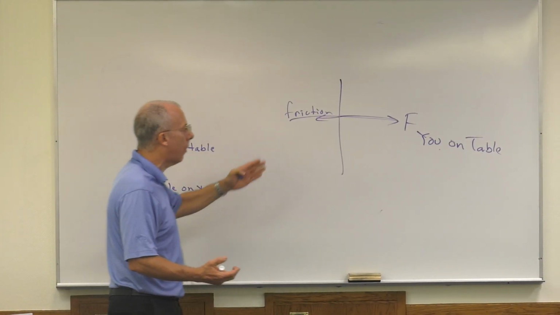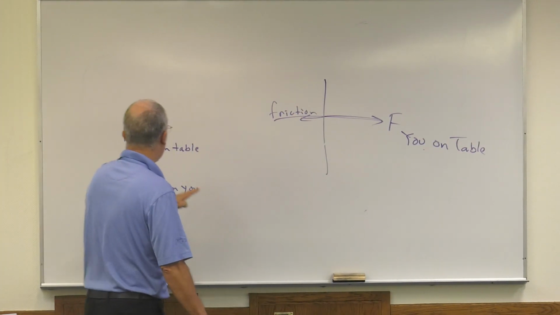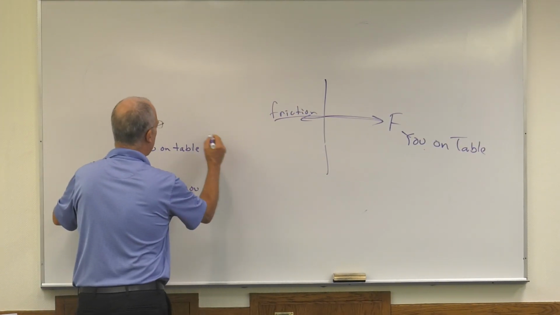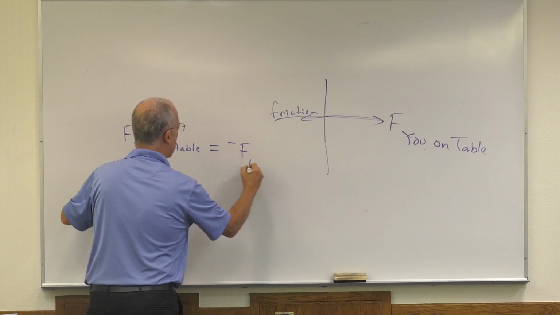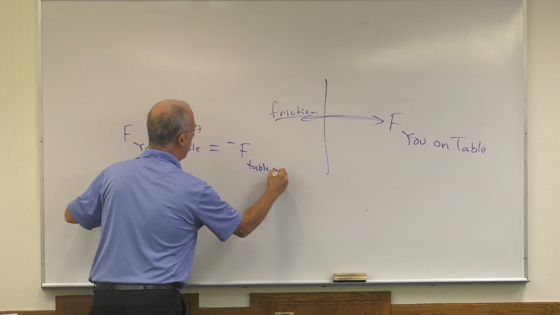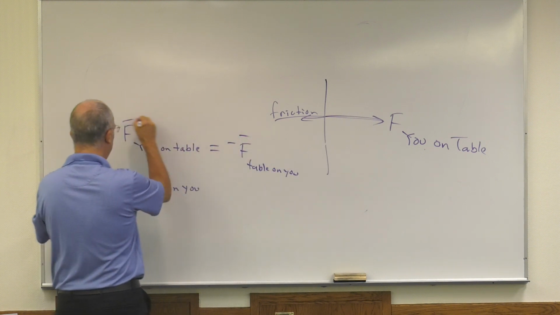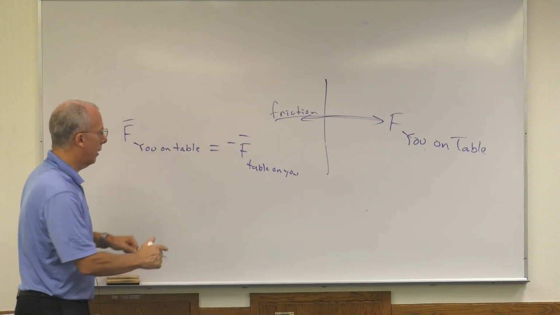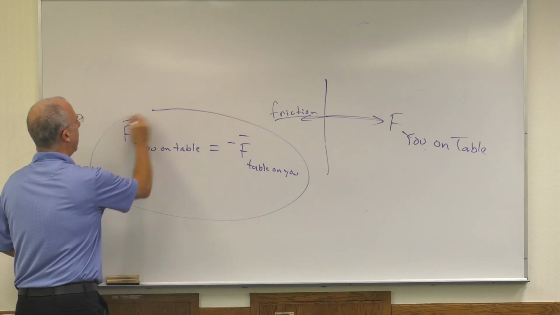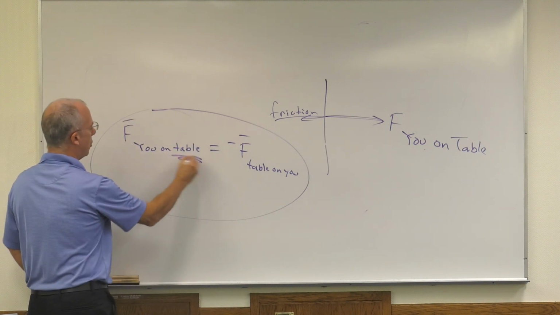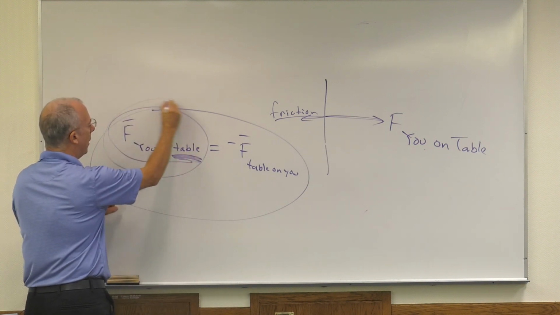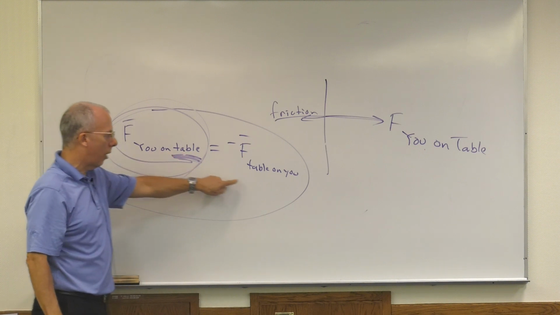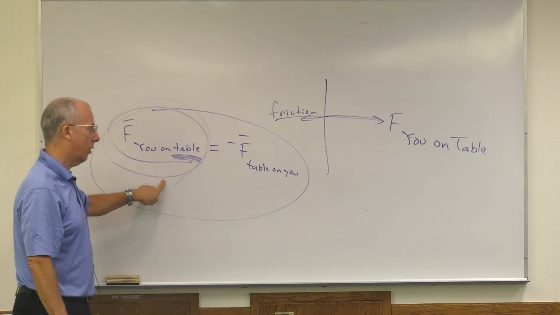What does that have to do with the motion of the table? I mean, this is equal to minus table on you. All right, fine, that's true. But if we're concerned with the force on the table, then the only important force is this one, right? Because this is the only one where the table is the object. I don't care about me. I'm not the object. It's the table that's the object.